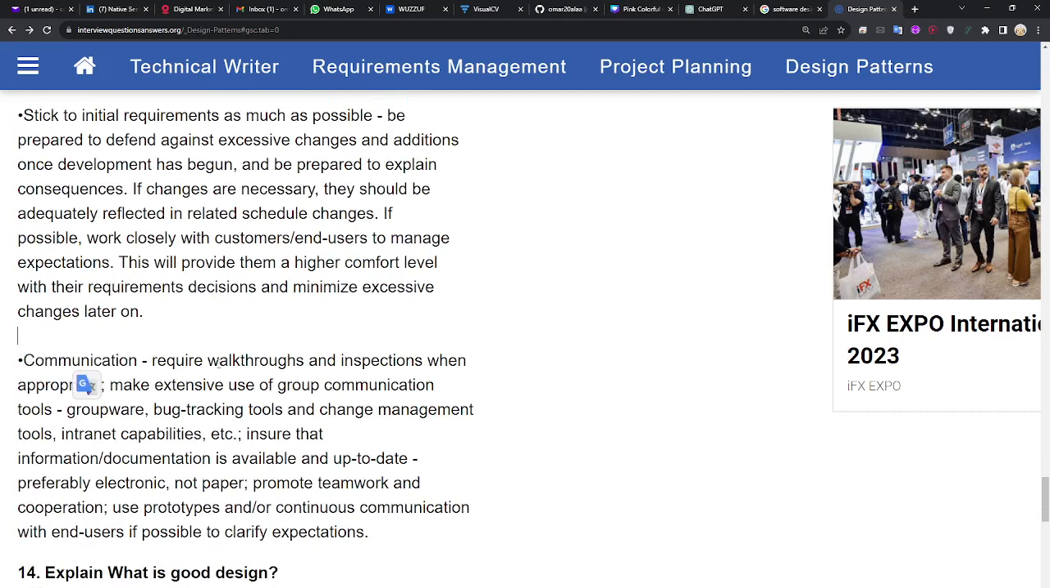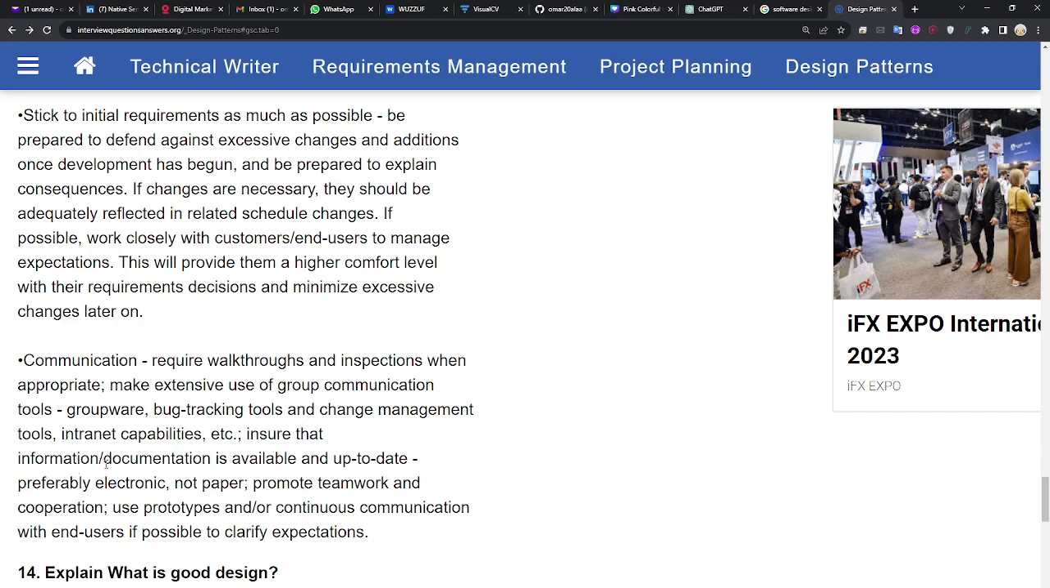Communication التواصل: require walkthroughs and inspections when appropriate، لازم يبقى في meeting walk through باستمرار عشان كل الناس المسؤولة عن السوفت وير تبقى aligned together مع بعض، ماشيين على نفس اللاين. Make extensive use of group communication tools: groupware أو bug tracking tools and change management tools, internet capabilities.